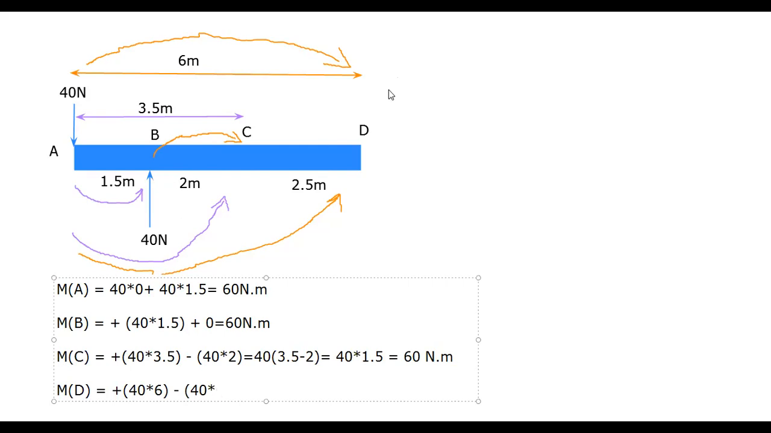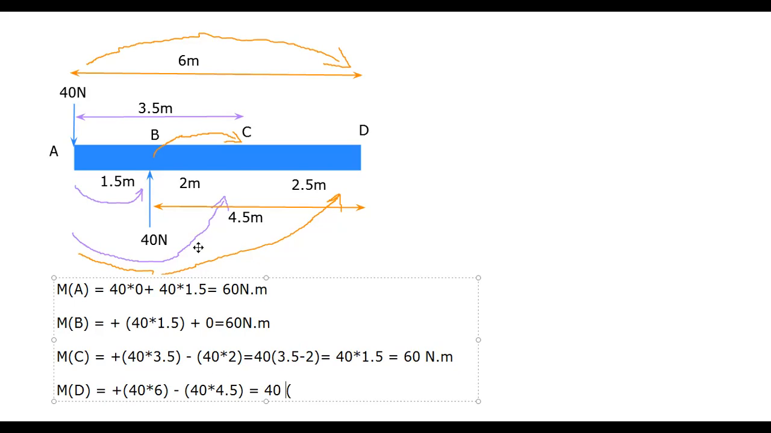multiplied by 40 multiplied by its distance about this point. So what will be the distance? This distance will be 2 plus 2.5, and that will be 4.5 meter. 4.5 meter will be the distance. So therefore 40 multiplied by 4.5. Okay. So again, we will keep the 40 common here.